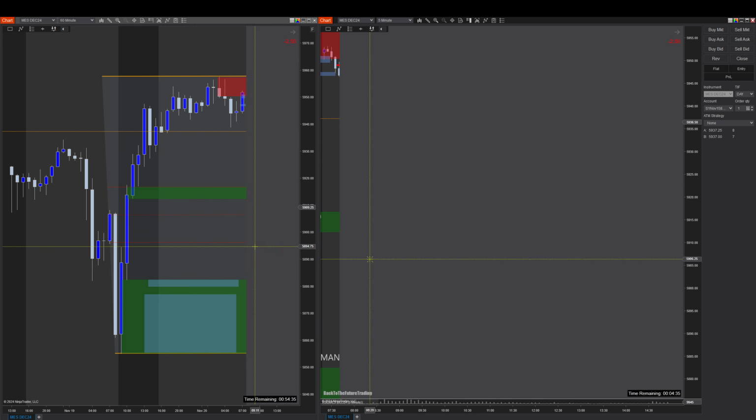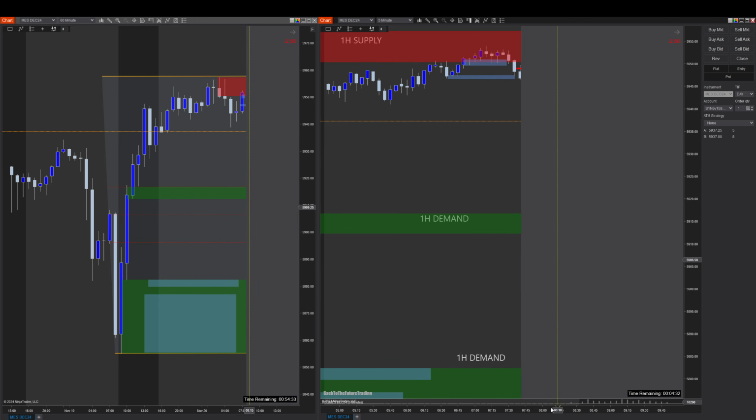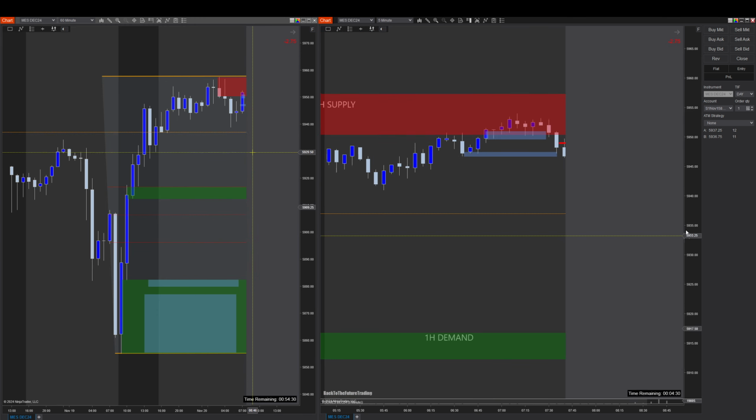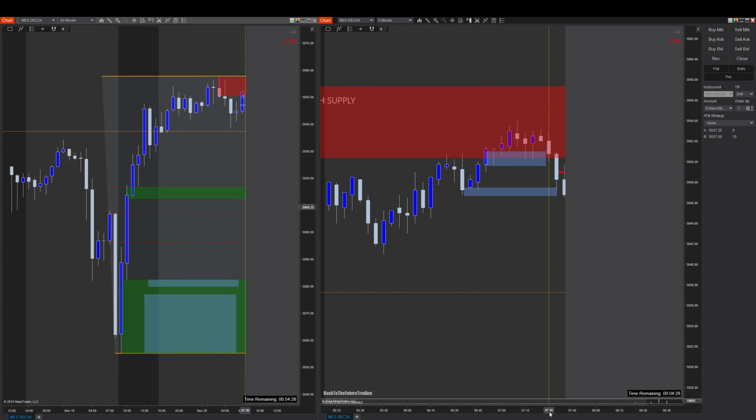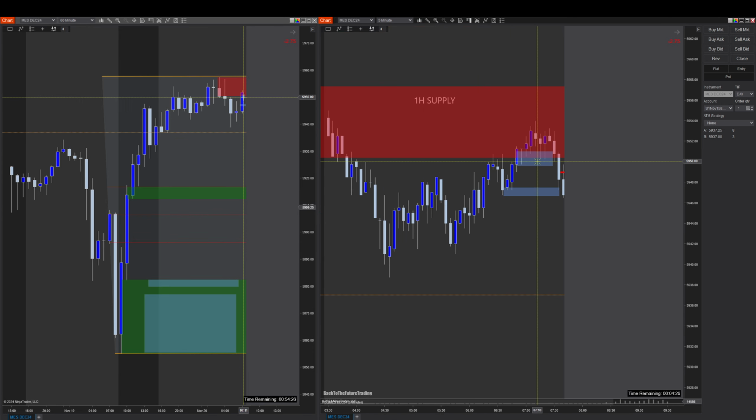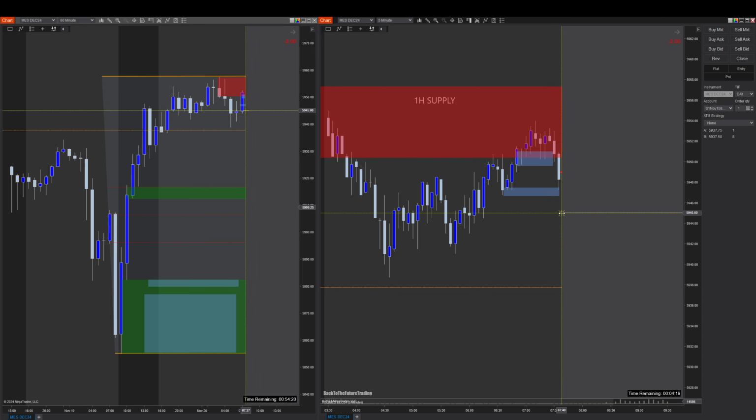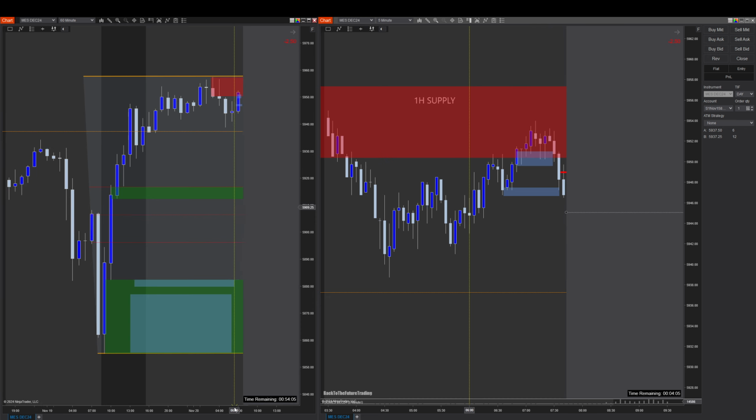Let me zoom in a little bit. Okay. Ate through most of this demand. So on this candle right here, on the 5 minute, it showed us we can enter a short. Now I want to pull back, and I'm going to enter short. And that's what we did right here. So that was my first position in the market.